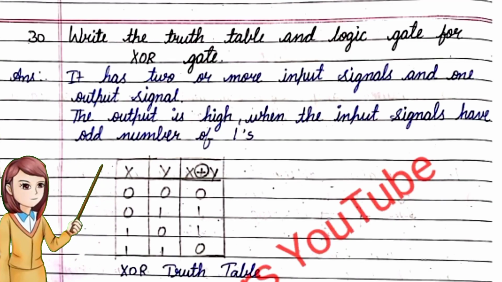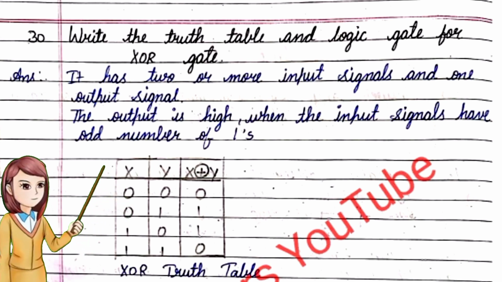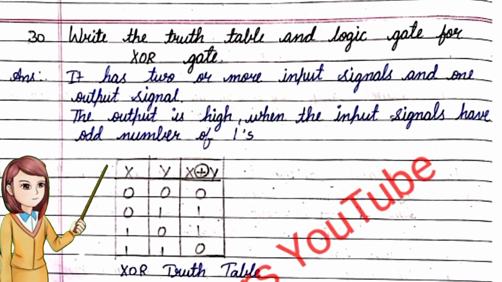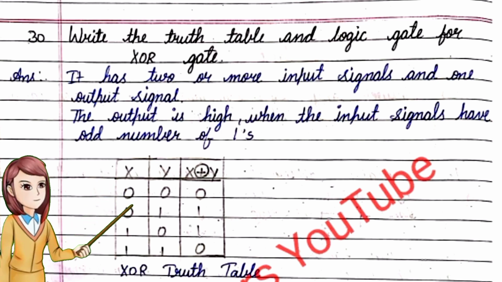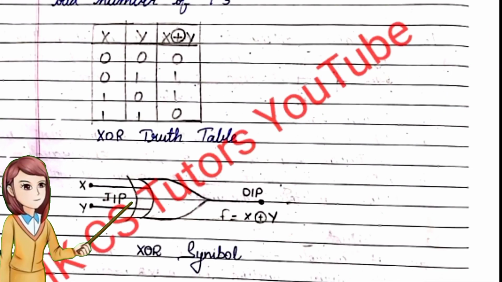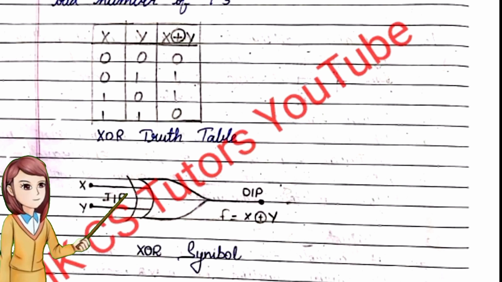30th question. Write the truth table and logic gate for XOR gate. It has two or more input signals and one output signal. The output signal is high when the input signals have an odd number of ones. You can see the truth table and the symbol of the XOR gate.